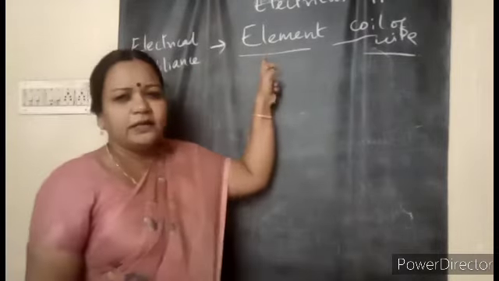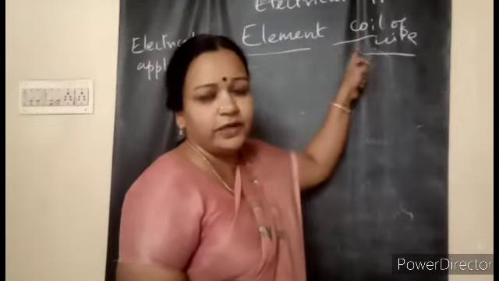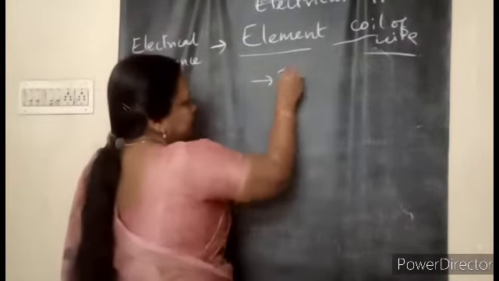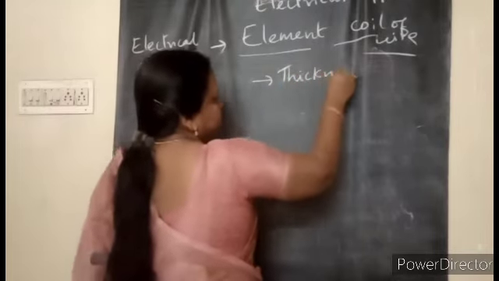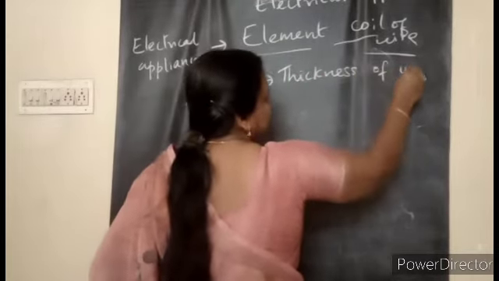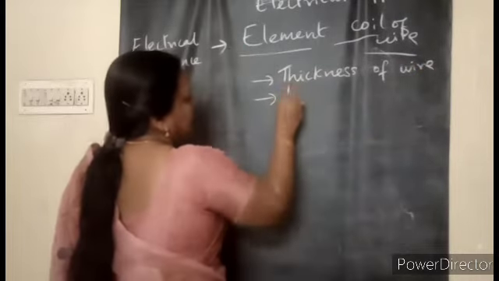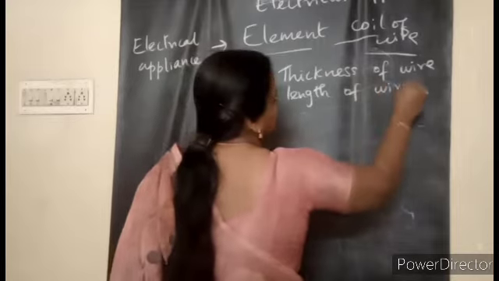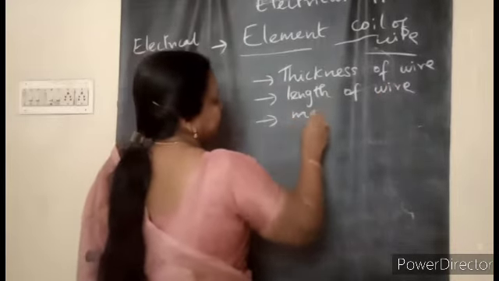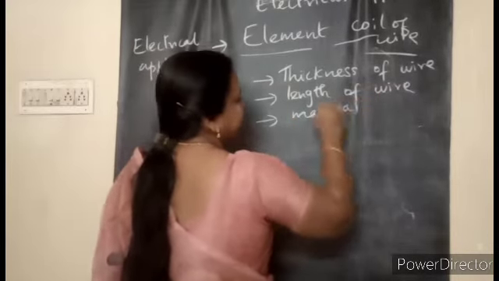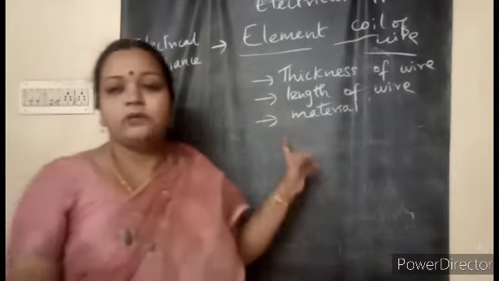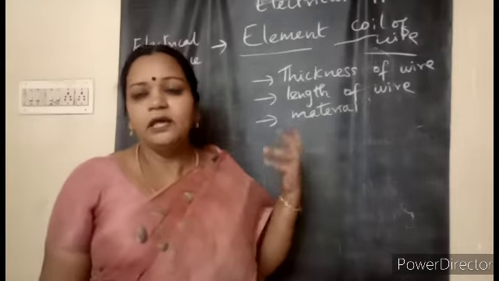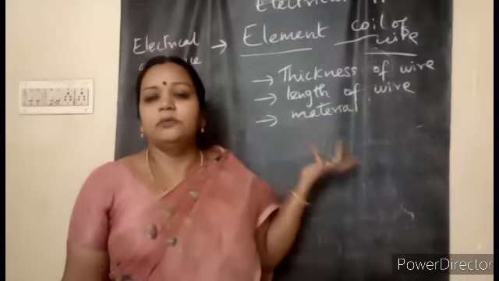There will be an element, there will be a coil of wire, and the amount of heat produced will depend upon the thickness of wire, length of the wire, and also depends upon the material, the nature of the material, what material you are going to use. So that material, just now I said, some will have high resistance, some will have low resistance, accordingly it will be used, and the work is done.